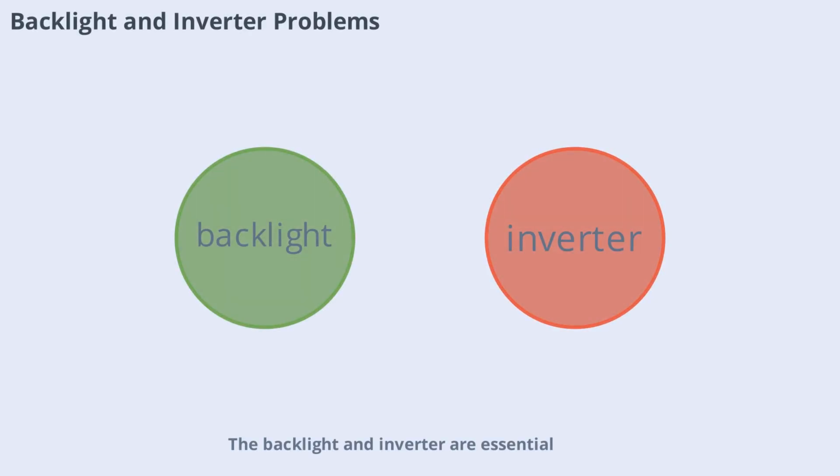Backlight and inverter are essential components that illuminate your laptop screen. If either of these parts starts to fail, you might notice flickering, dimming, or uneven lighting. Backlight issues are more common in older laptops, while inverter problems can cause the screen to flash or go dark intermittently. Diagnosing these issues can be tricky, but if you suspect a hardware fault, professional repair is often the best solution.